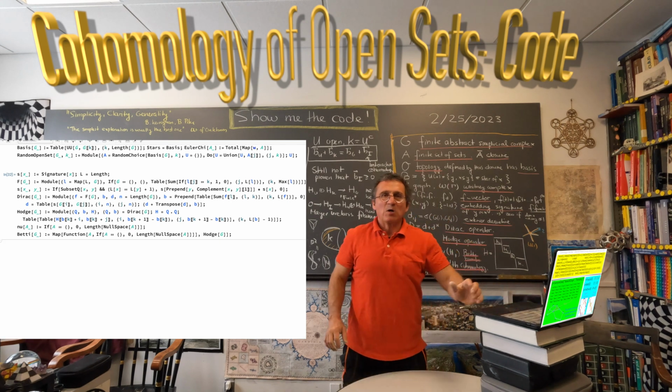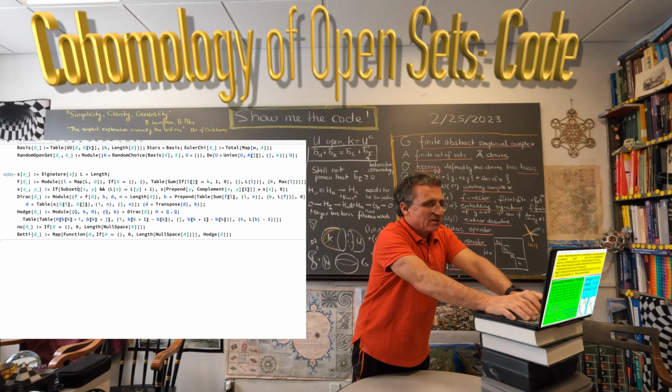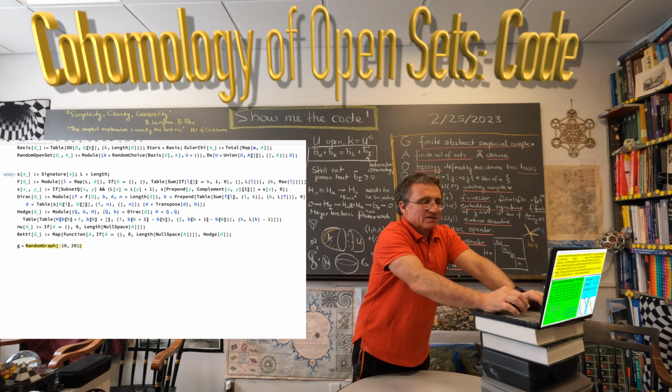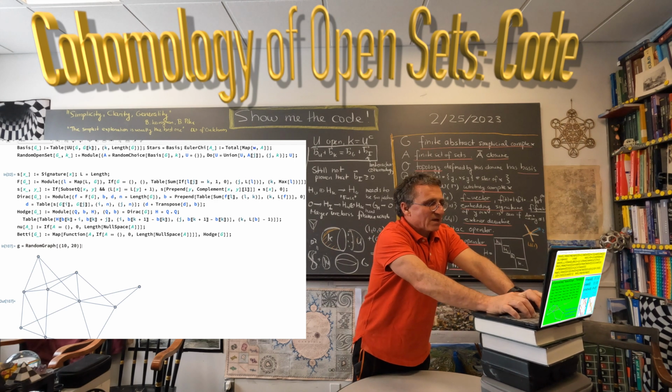I can take a random example. I can make experiments. I can say, okay, G is maybe a random graph with maybe 10 vertices and 20 edges. Let's just take that. So that's a random graph. And then I take G to be the Whitney complex of G.